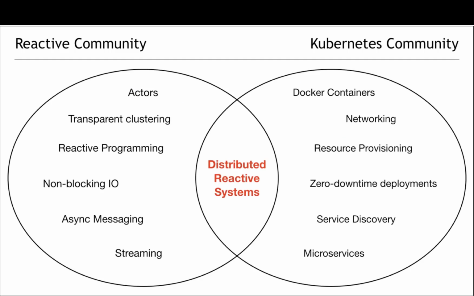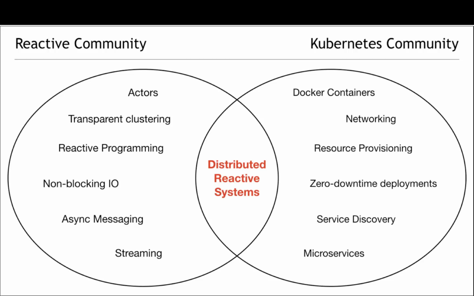reactive community and the Kubernetes community, even though they are after the same goal, which is designing and building distributed reactive systems, well, their terminologies, their vocabularies are quite different. So in the reactive community, we talk a lot about actors or reactive programming, asynchronous messaging, streaming, while in the Kubernetes community, there's a lot of talking about Docker and resource provisioning, service discovery and microservices and all that.